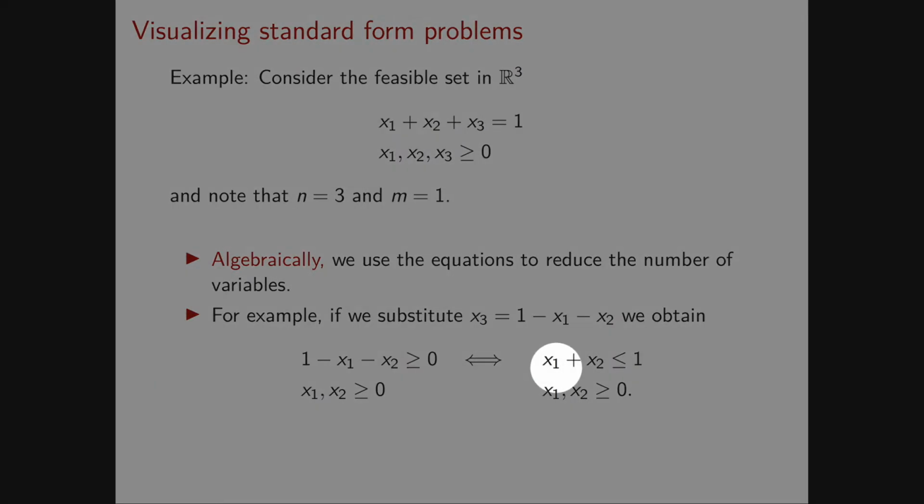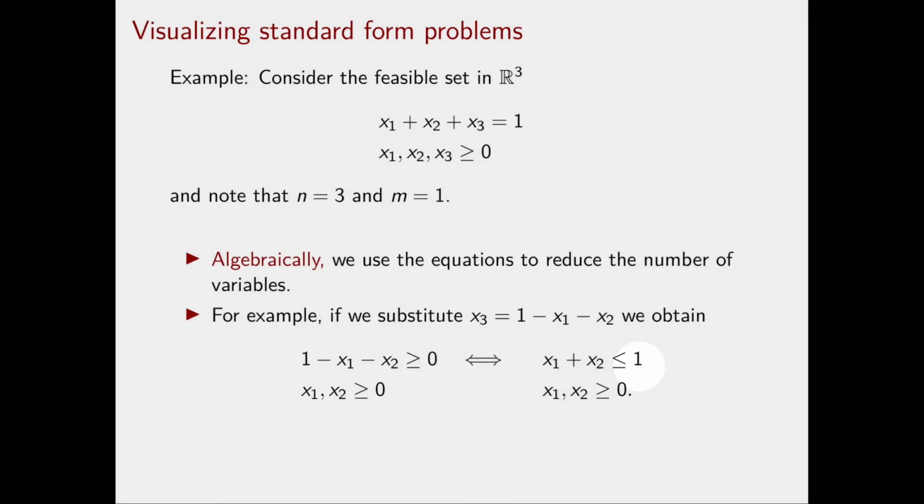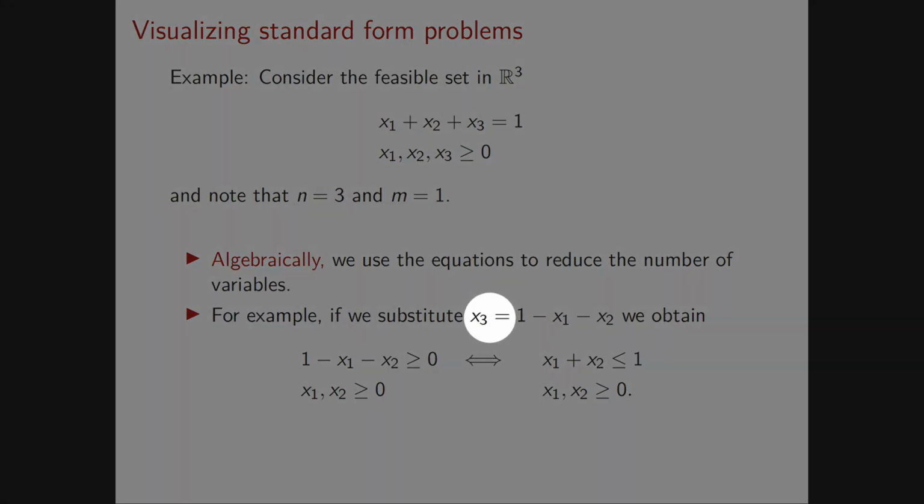In other words, the feasible region is then described by x1, x2 greater than or equal to 0 and x1 plus x2 less than or equal to 1. And if you draw this, in fact, you obtain a triangle, as you should. Now I'm sure that you have a question. Namely, why did we choose to eliminate x3?